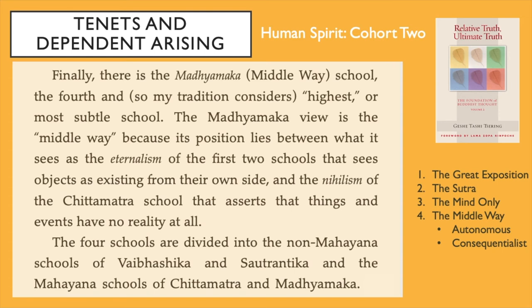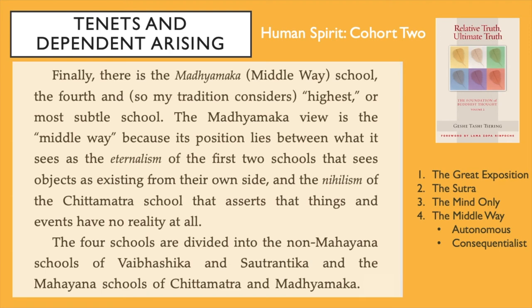Finally, there is the Madhyamaka, middle way school, the fourth, and so our tradition considers it the highest or most subtle school. The Madhyamaka view is the middle way because its position lies between what it sees as the eternalism of the first two schools, Great Exposition and Sutra, that sees objects as existing from their own side, and the nihilism of the Chittamatra school, mind-only school, that asserts that things and events have no reality at all. That's how the two extremes are framed in terms of the tenets schools.